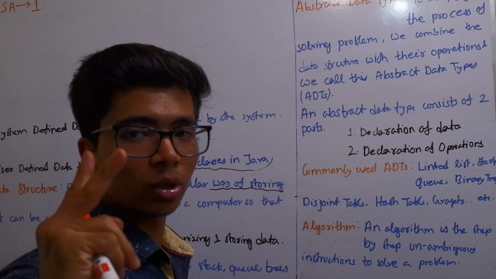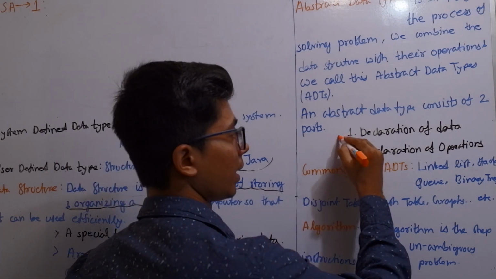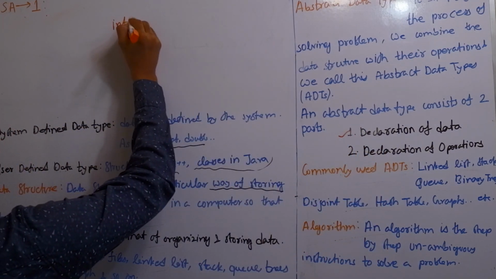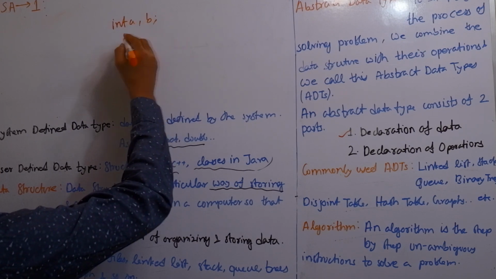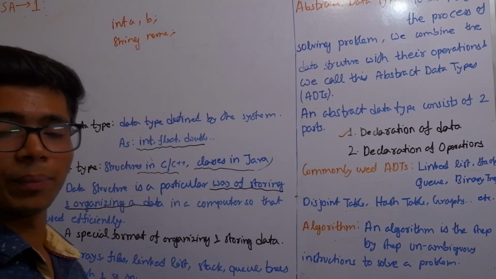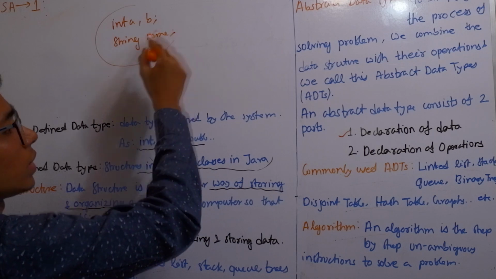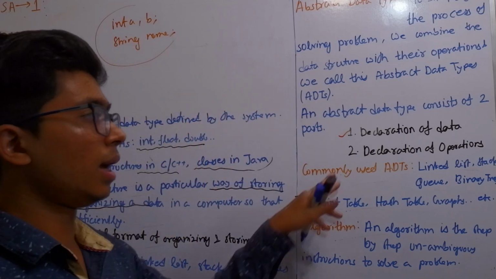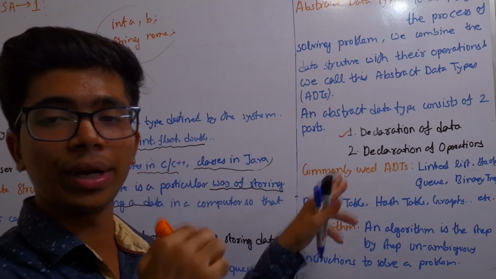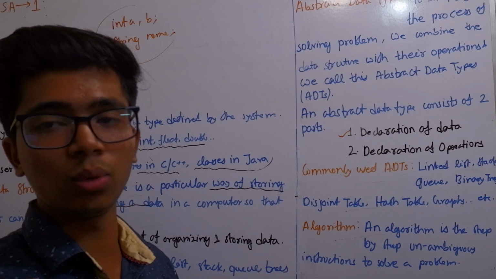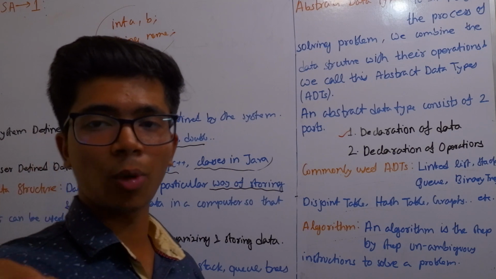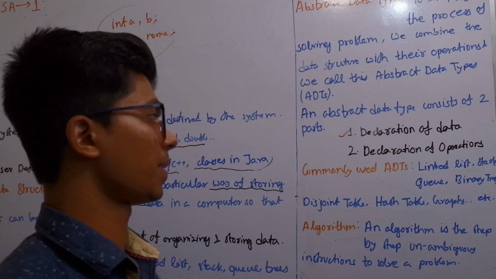An abstract data type consists of two parts. One is the declaration of data. First, when you declare the data, like integer a, b, etc., or string name. When programming, you define the data in this way. So the declaration of data is the first part. Now the second part is the declaration of operations. Inside, we make the functions, we make the operations, and we define how our program will execute certain tasks. This is called the declaration of operations. So the declaration of data and declaration of operations together is called an abstract data type.